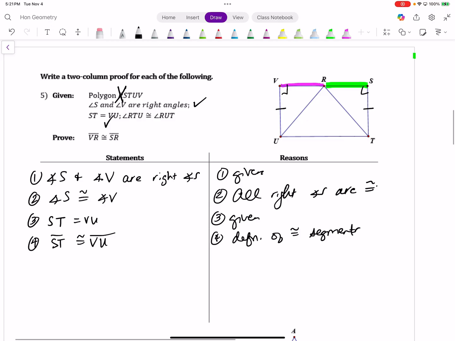Oh, I've got another given. Angle RTU is congruent to angle RUT. Okay, so that's given. All right, so RTU, so this angle is congruent to RUT. So that angle's congruent to that, so that's given.